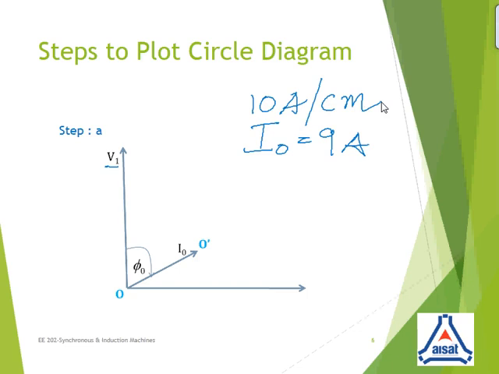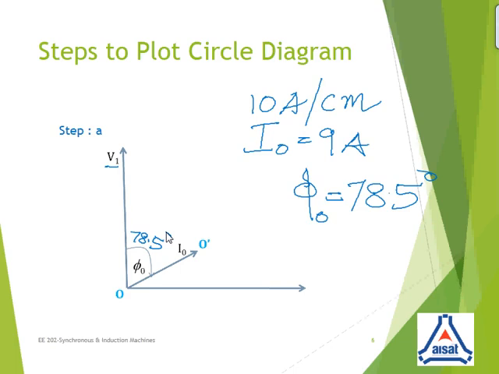Using that particular idea, your OO dash is a phasor which corresponds to your I0, and that is at an inclination phi naught, and hope you could recall phi naught value as 78.5 degree. So make an orientation of 78.5 degree from this V axis. So this amounts to 78.5 degree, and orient a phasor OO dash that denotes your I0 to the current scale.